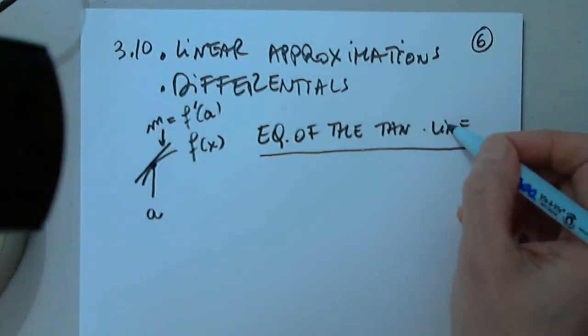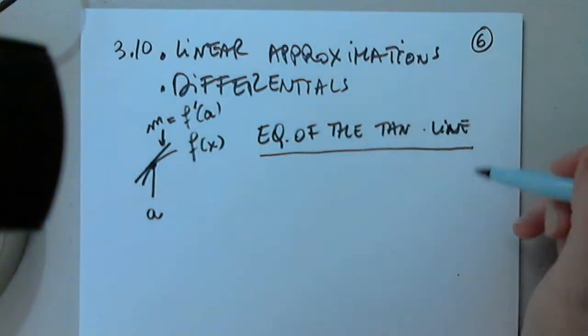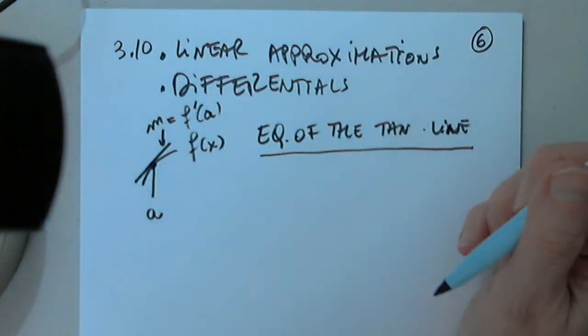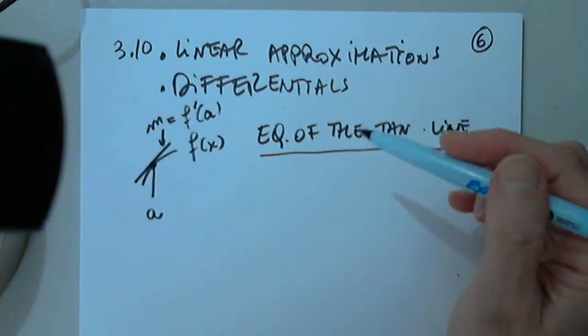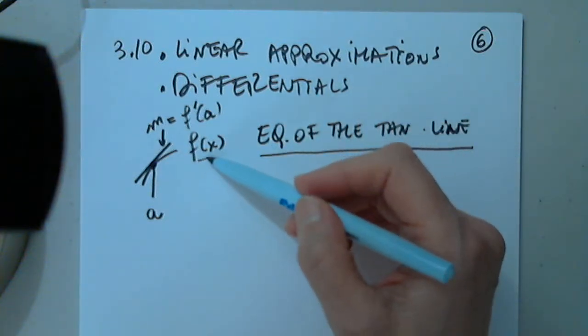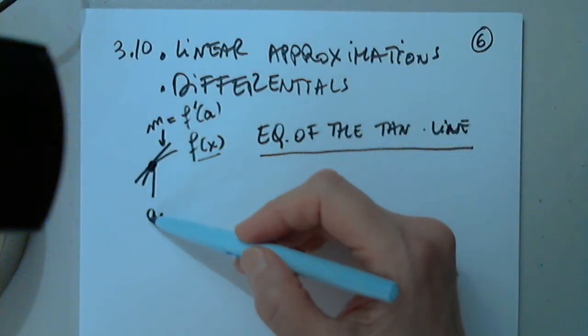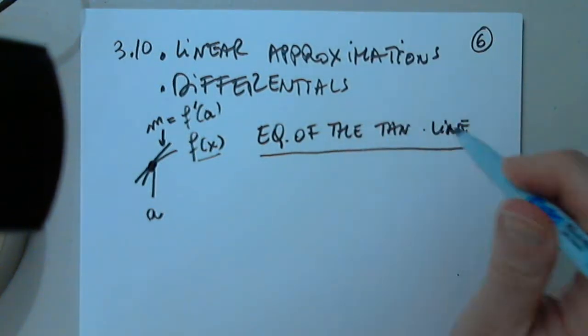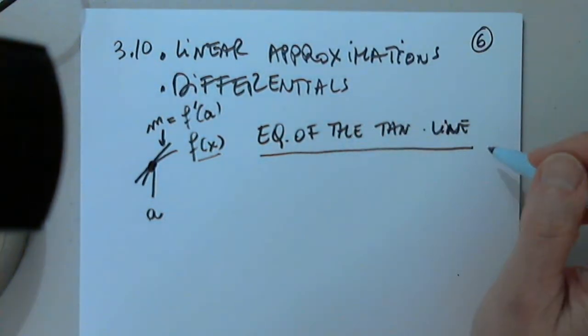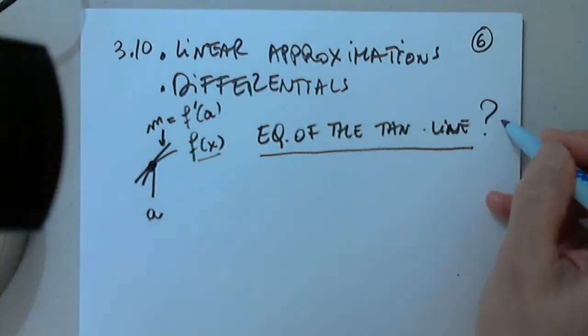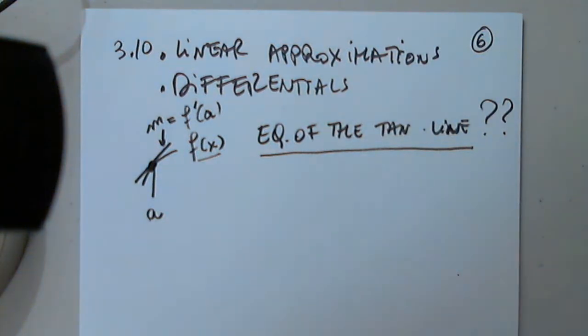And I'm sure you are tired of this. Probably 2 or 3 problems in each section, giving us a function, giving us a point, or maybe just x, asking us to find the equation of the tangent line. Find the equation of the tangent line. Why? Why is this so important? And you will see now why it's so important.